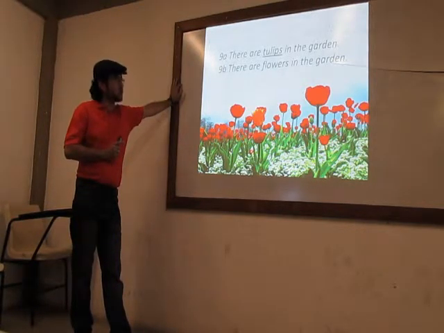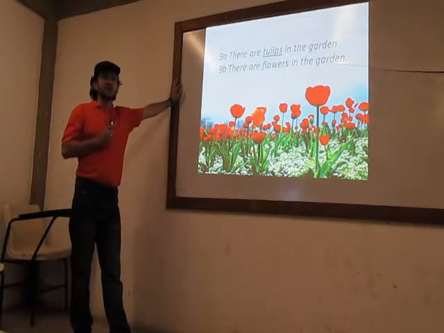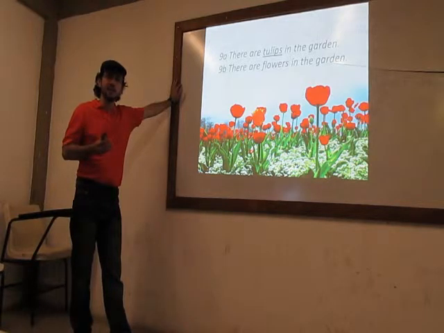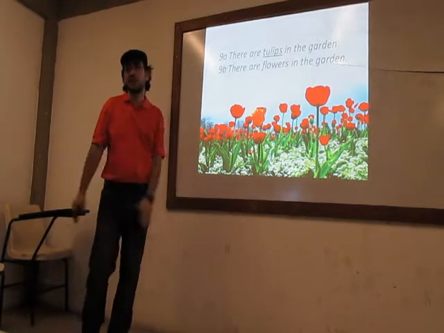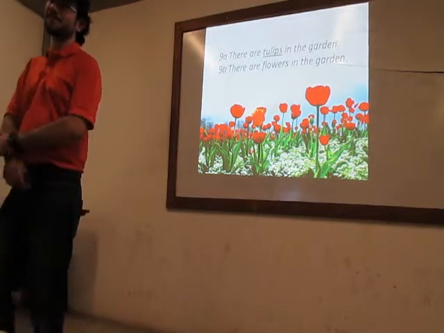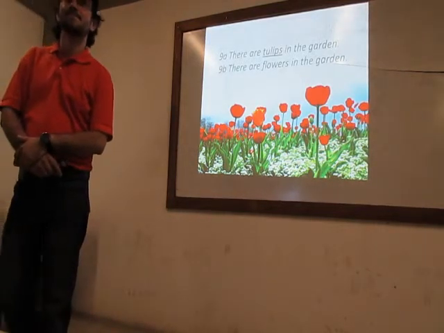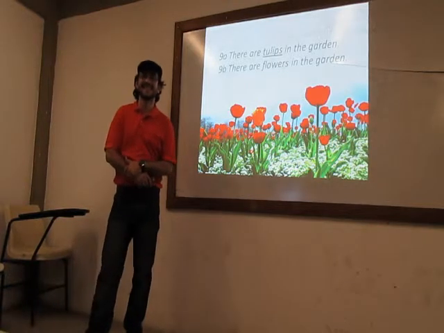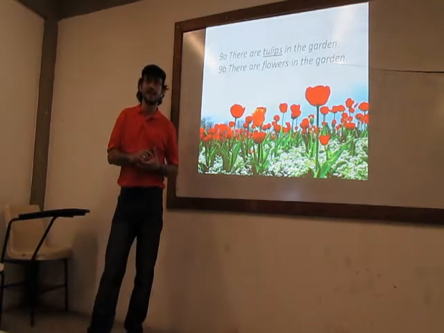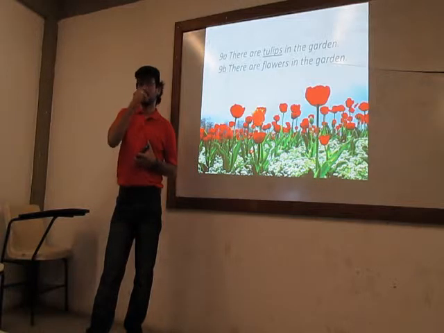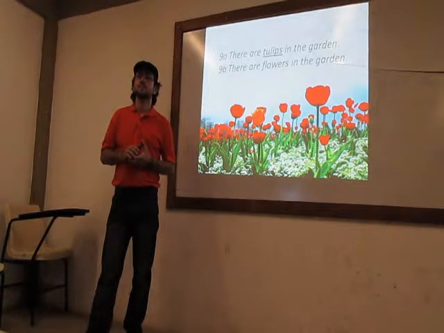Let's analyze those sentences. In your opinion, do you think that those sentences are paraphrases or are similar or not? They are not similar. Why? Tulips is a species, as a flower. Flower is a general term. A general term.